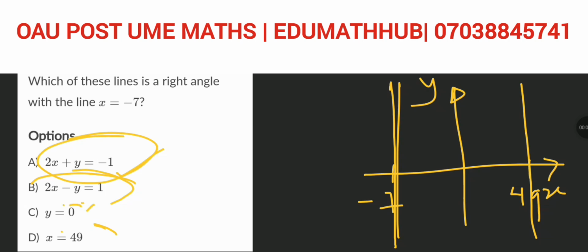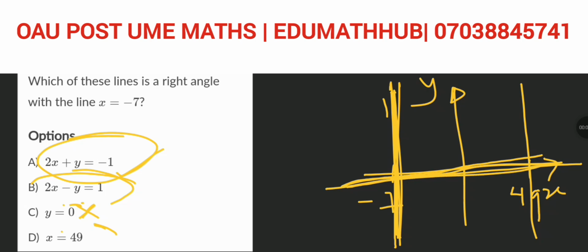The line y equals 0 is the same thing as the x-axis, this line passing through the origin here. This is line y equals 0. So this line y equals 0 and this line will be at 90 degrees. You can see this line coming down like this and this one going like this. So both of them will be at 90 degrees. So the correct answer is option C.